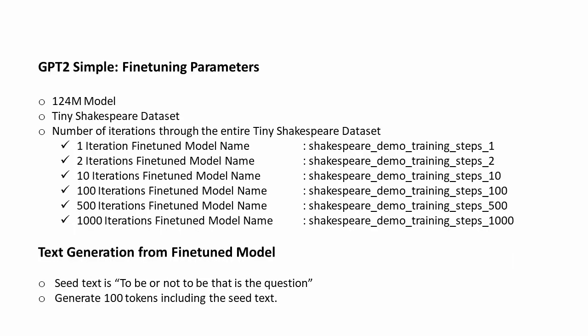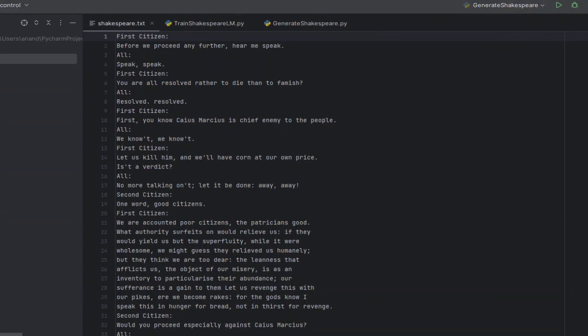Let's begin. The number 124M that you see on your screen refers to a GPT-2 model with 124 million parameters. The size of the model directly affects its complexity, capabilities, and the quality of the generated text. The tiny Shakespeare dataset is a subset of Shakespeare's complete works, containing a limited amount of text. It's often used for testing and development purposes due to its small size, making it more manageable for experimentation and quick iterations.